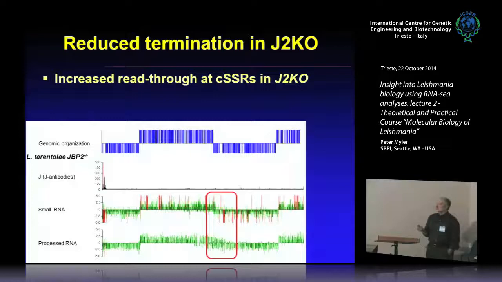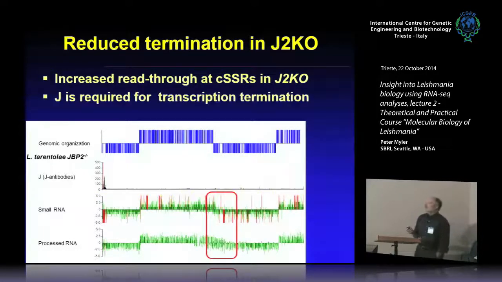When you looked at the J2 knockouts, we see a lot of read-through transcription at this convergent strand switch region here. So we've now got a lot of reads that are mapping to the antisense strand. And you'll also note that there's a gradation, so the reads fall off: the further you go past this site, the fewer reads you get. So it looks like what's happening is that these cells no longer terminate transcription properly. The conclusion was that base J is needed for transcription termination in Leishmania.